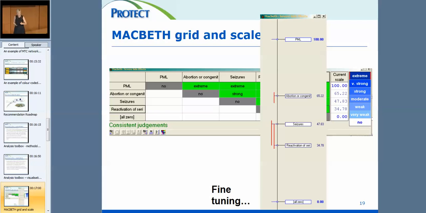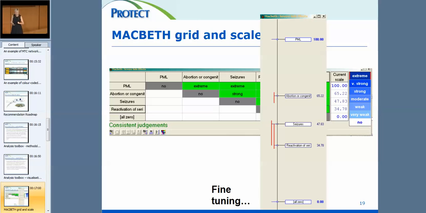Whereas, for example, seizures, a couple of lines down, are seen as only moderate compared to reactivation of serious herpes infection, but extreme compared to having no adverse effects. So you go through a technique to do this. This is just a display of it.